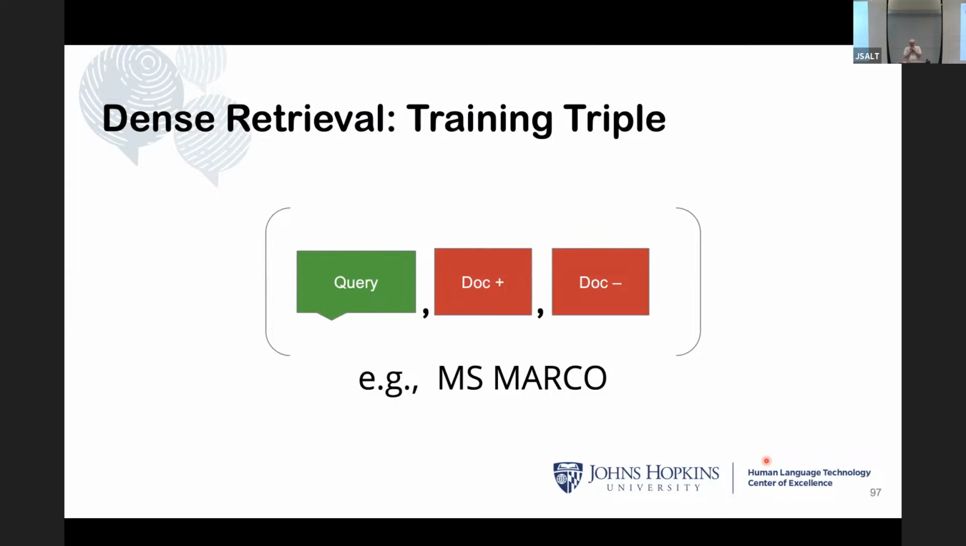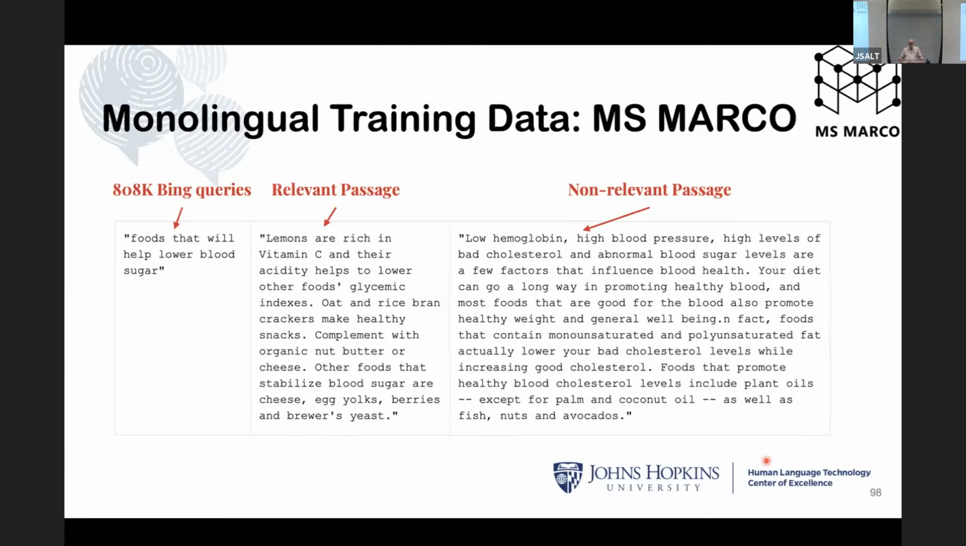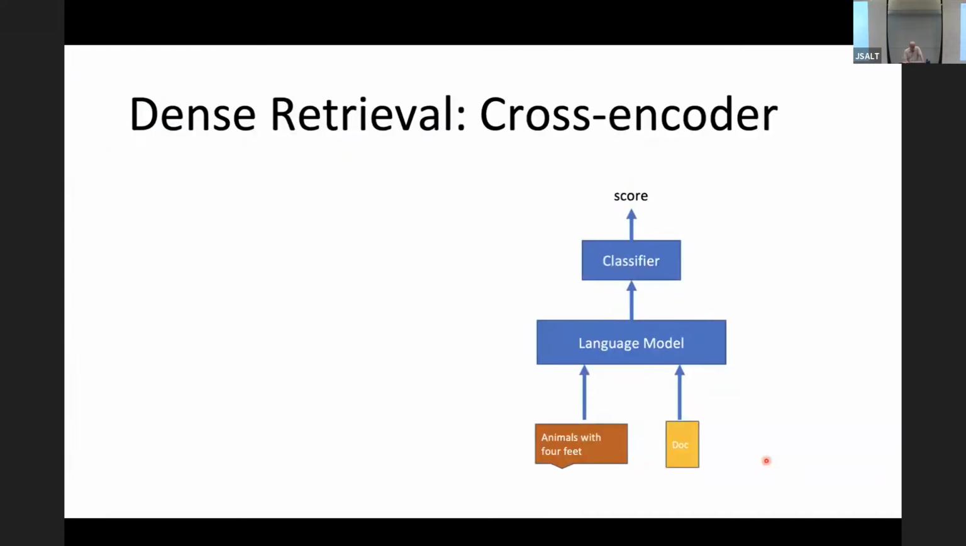But at least until now, MS Marco is the name of the game. And here's an example MS Marco training example. You have a Bing query, foods that will help lower blood sugar. And you have one passage that's relevant to it and one that's not. And you have a whole bunch of these and you train your system on that. So how are you going to use these things? What kind of system are you going to produce?